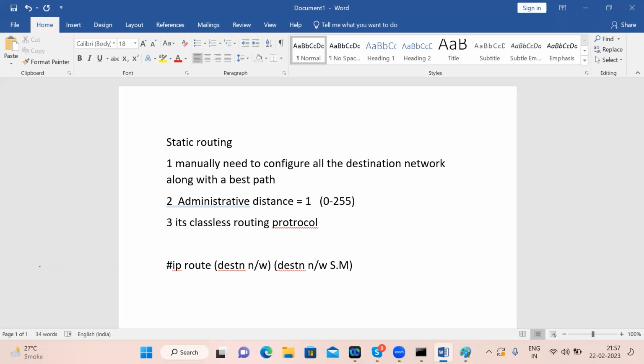Next hop. The next hop IP address is the directly connected interface IP address of your neighbor router. Or we can use the exit interface. Exit interface of whom? Your own interface or the next hop interface?